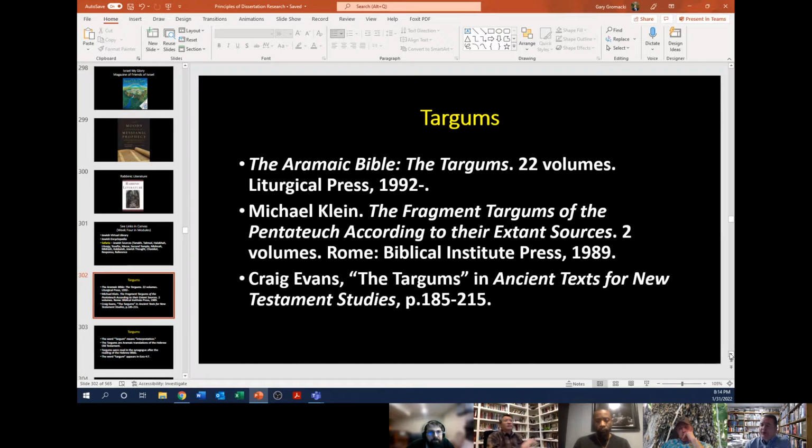Well, let's talk about the Targums, the Aramaic Bible. 22 volumes in Liturgical Press. Now, I don't know if we have that in our library or have access to it, but I'm assuming that those 22 volumes actually would have the Aramaic. I don't know if it has the English translation or not. But again, in your textbook, Craig Evans has a section on the Targums, pages 185 to 215. So you'll be reading about that in the textbook.